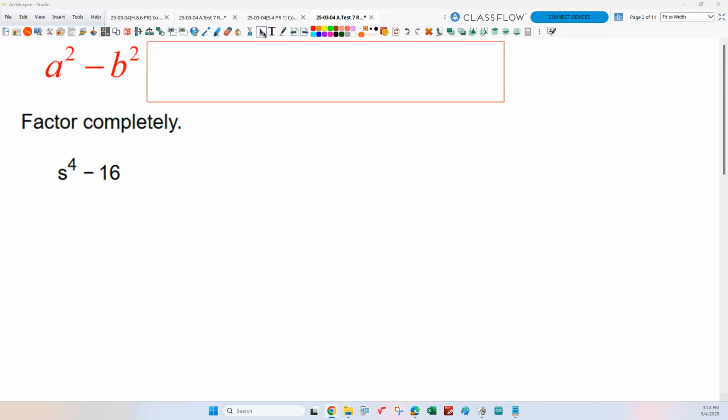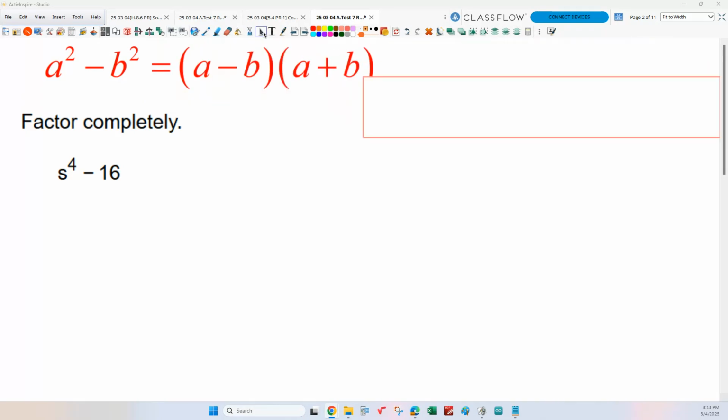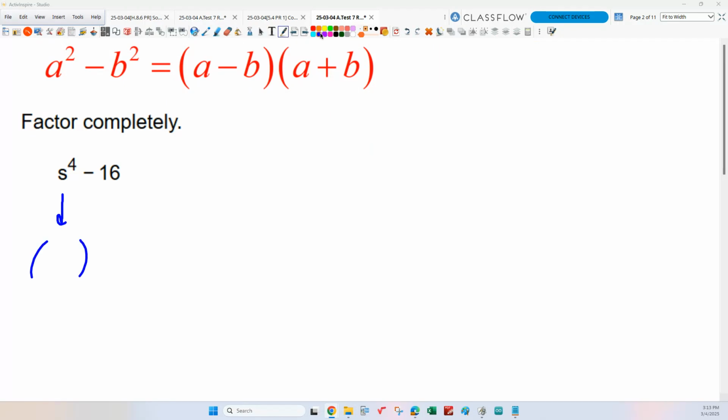A plus B times A minus B. Good. The factoring pattern. Okay, so then, now the tricky part here is we've got to figure out how I can make that first term equal something squared, and that's going to be my A, right? And the second term has to be something squared. Okay? So take a second, think about that for just a moment.